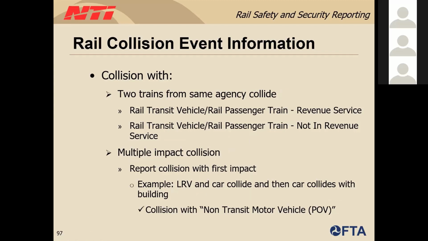Collision with a transit vehicle is used when 2 transit vehicles from your agency collide. Choose the appropriate collision with depending upon if the train was in or not in service. In a multiple impact collision scenario, report the collision with as the first object impacted. For example, a train collides with a car and then the car hits a building. The collision with selection would be non-transit motor vehicle, and you would include the damages to the building and that the building was struck in the event description.